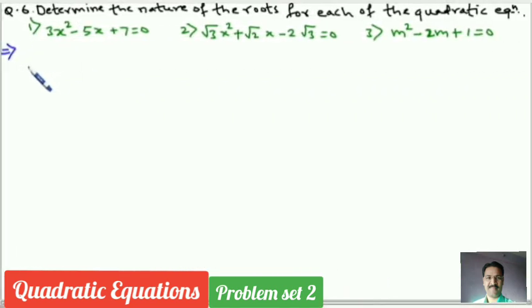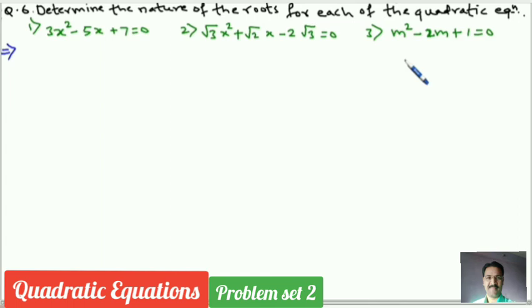In the sixth example, determine the nature of the roots for each of the following quadratic equations. There are three equations given. For all these three, we have to find the nature of the roots. To find the nature of the roots, we need what? That is b square minus 4ac. So in each of the following, we have to find b square minus 4ac, and it depends upon b square minus 4ac. There are three possibilities: it may be equal to 0, it may be negative, it may be positive.